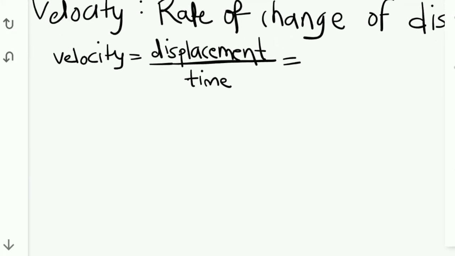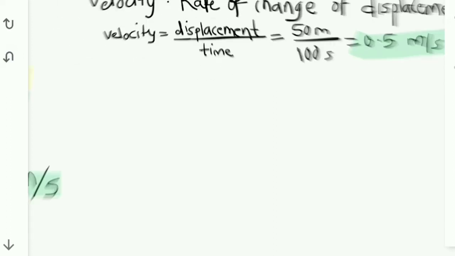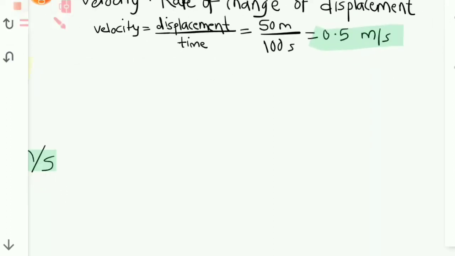Now let's talk about velocity. Velocity is rate of change of displacement. So our formula would be velocity equal to displacement upon time. If we go back to our example, displacement was 50 meters in northeast direction. So velocity, if we put that in our velocity formula, 50 upon 100 seconds, which would be 0.5 meters per second. Yes, speed and velocity both have same unit, meters per second.